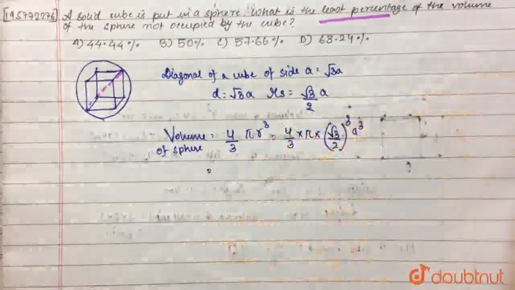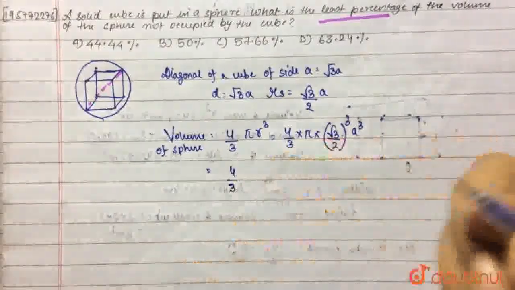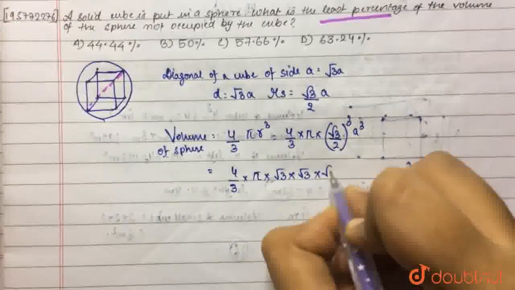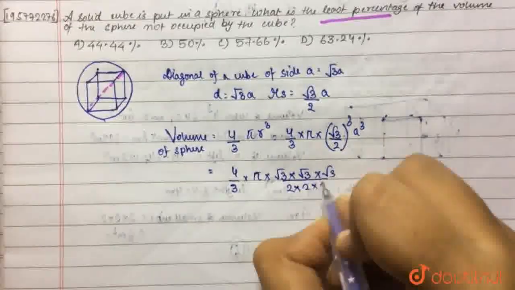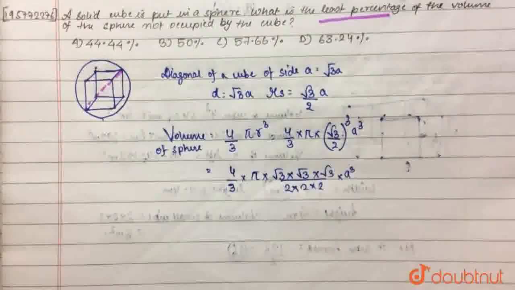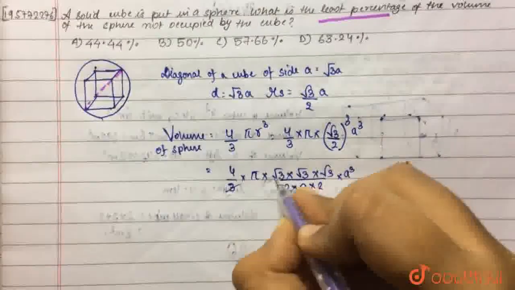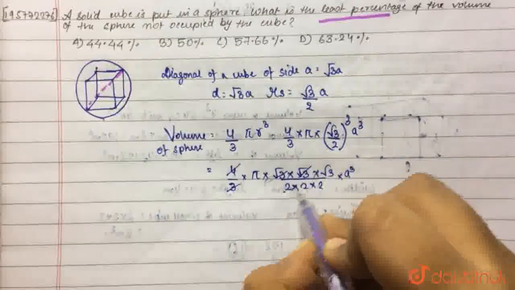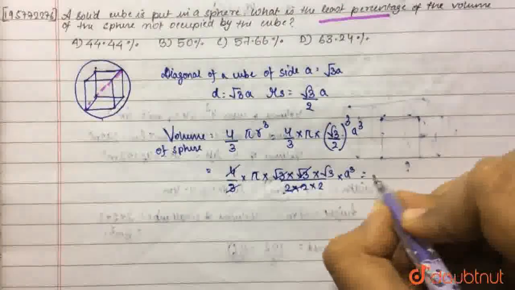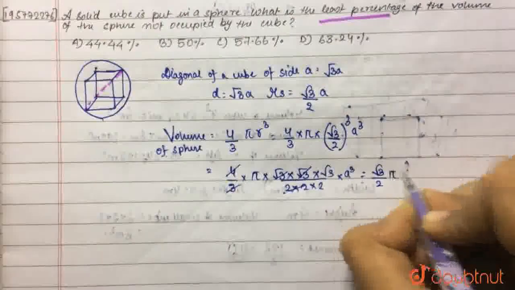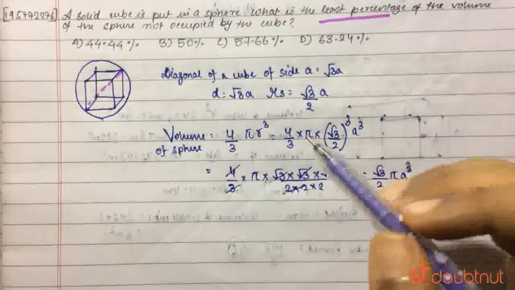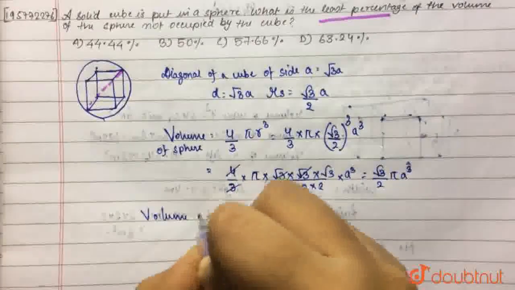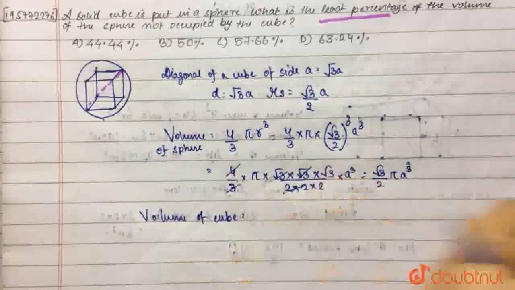So now let's simplify this. So 4 by 3 into pi into root 3 into root 3 into root 3 by 2 into 2 into 2, right, into a cube. So root 3 into root 3 will be 3, therefore we will cancel 3 in the denominator and the numerator, and we have a 4 here, and 2 into 2 into 2 is 8, so we cancel that as well, and what we are left with is root 3 by 2 pi a cube, right? And since we have considered that the side of the cube is a, the volume of the cube will be equal to a cube, correct?